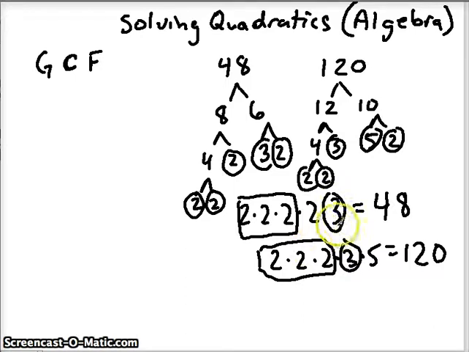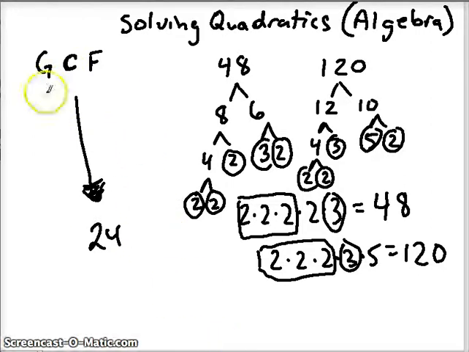Let's take one of those lists. Let's just look at one and multiply it out. 2 times 2 is 4. 4 times 2 is 8. And 8 times 3 is 24. So 24 ends up being the biggest number that fits into 48 and 120 evenly. So that's called the greatest common factor.